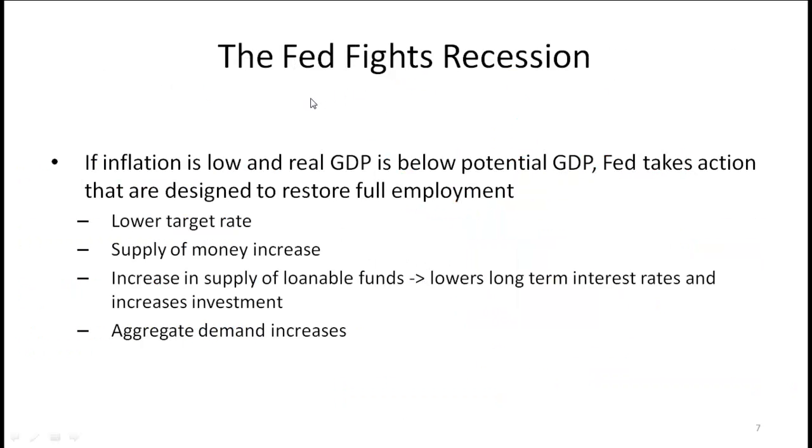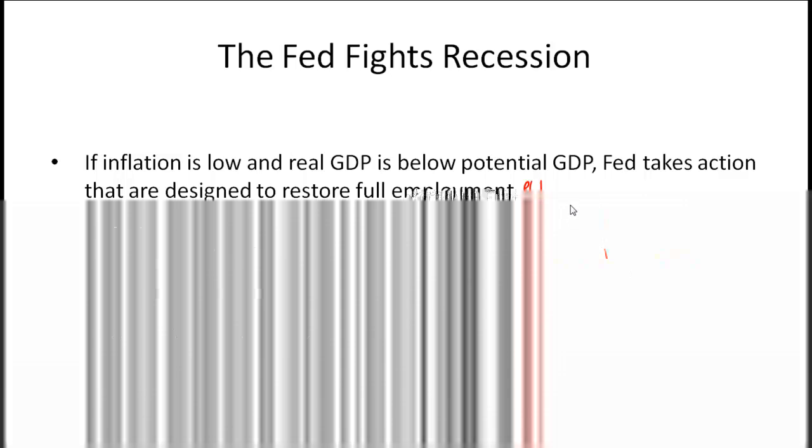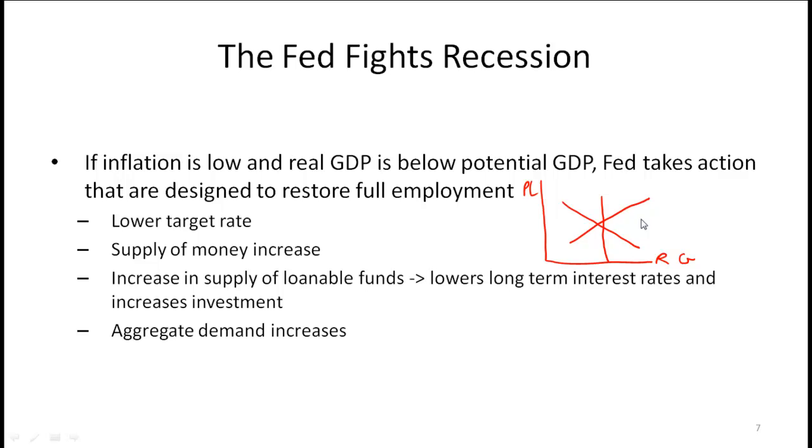How does the Fed fight a recession? If inflation is low and real GDP is below potential GDP, the Fed takes actions that are designed to restore full employment. And here again, just to refresh your memory and set the context, this is the picture that you should be very familiar with now. So this is real GDP, this is price level, potential GDP. The recessionary environment means that aggregate demand and aggregate supply intersect to the left of potential GDP. So now the Fed wants to kick the economy out of this state.